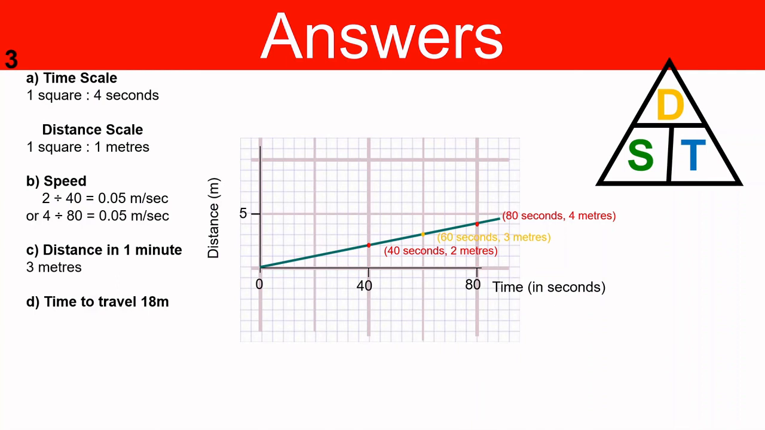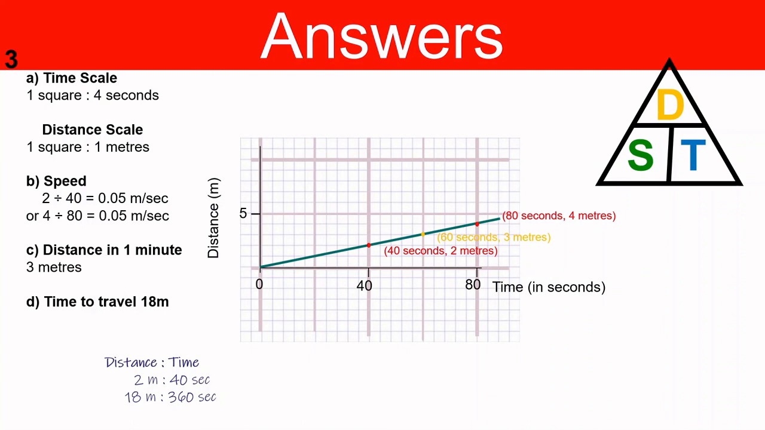Next, how much time will it take to travel 18 meters? Well, that's way off my scale. So let's use some values we know. I know that we can travel 2 meters in 40 seconds. 18 meters is simply 9 times 2 meters. So 2 times 9 is 18. It would take 360 seconds.